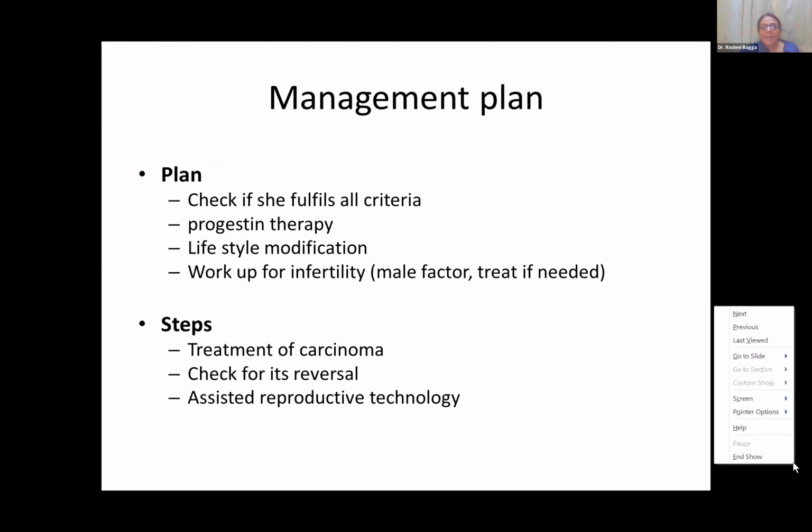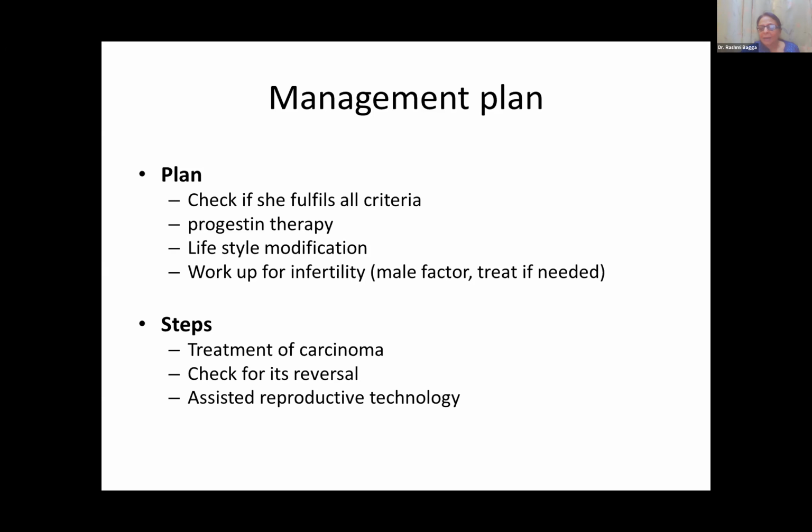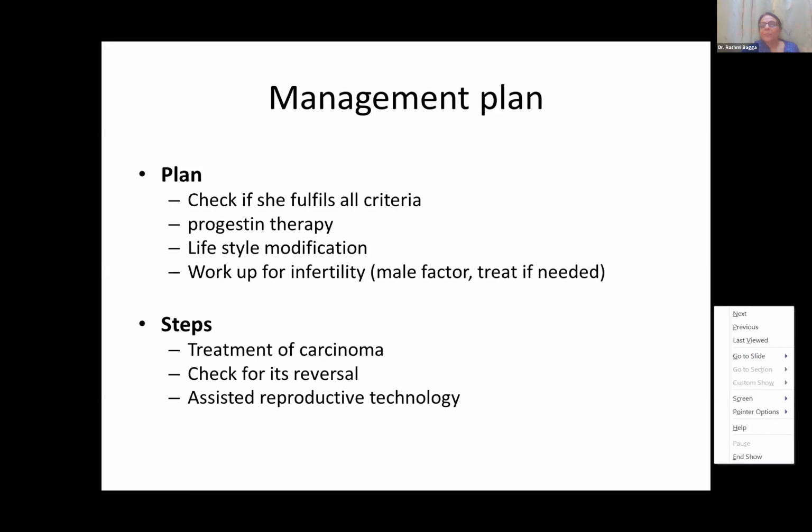Once we've selected the patient, the management plan would be to check that she fulfills all the criteria, and progestin therapy. In addition to it, since many of these women will have PCOS and be obese, advise them lifestyle modification and use the time of 6 months to work up for infertility, if any, like a male factor, and treat it if needed. And the steps in treatment are to treat the carcinoma, check its reversal, and this is followed by ART.